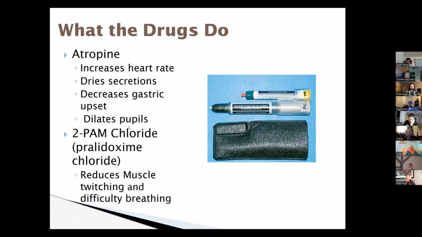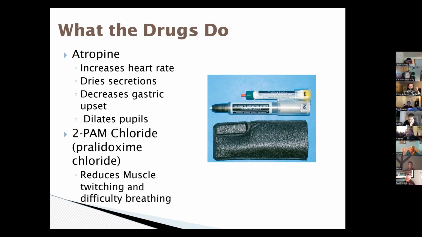We're not going to have to know a lot about these. Atropine increases the heart rate, it dries up secretions, and it helps with gastric upset, whereas 2-PAM chloride reduces muscle twitching and helps with difficulty breathing. Those are the main reasons that people will die from nerve agent poisoning. And so we give them in this DuoDote auto injector. It's kind of like an EpiPen.